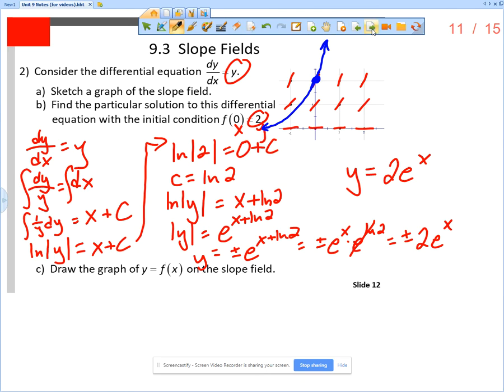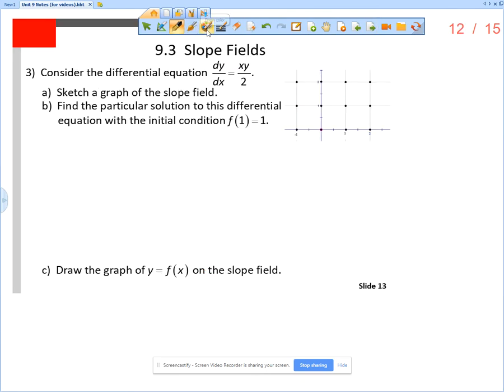All right, let's go on to example number 3. Consider the differential equation, dy dx equals xy over 2. Same idea, we want to use the x and y at each point to get the slope. So x, y. Now we have to use both. I'm going to go on the side. So I have negative 1, 0. So x is negative 1, y is 0 over 2, right? So negative 1 times 0 over 2 is 0, so the slope is 0.